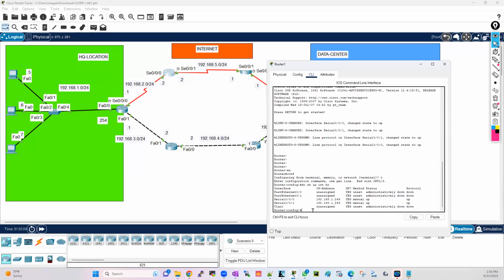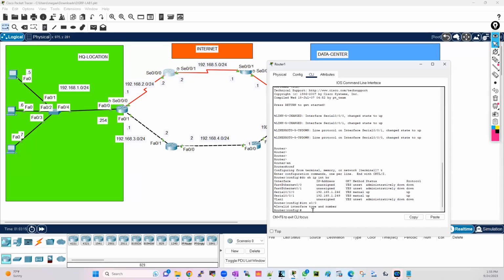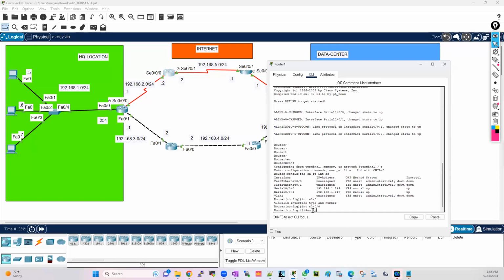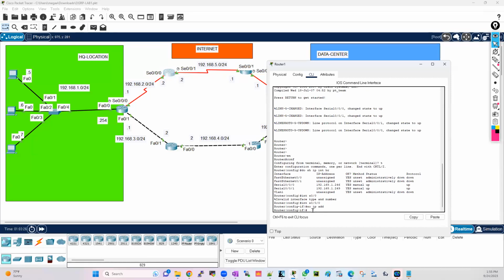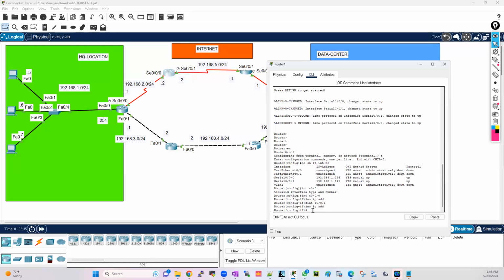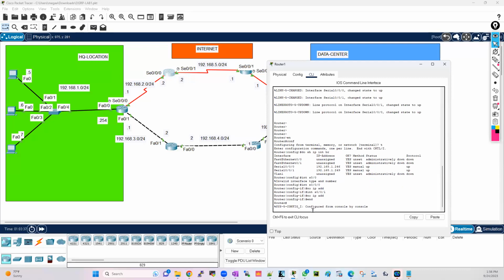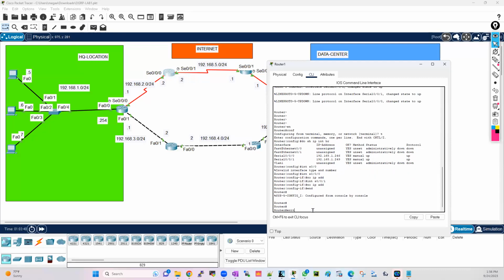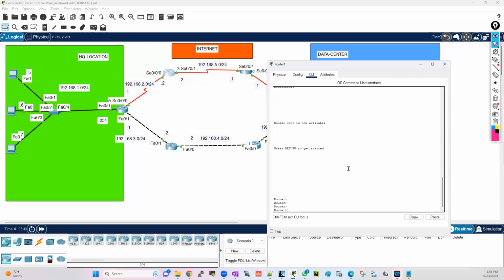So what I will do quickly, interface S0/0/0, no ip address, and then the other one too, S0/0/1, no ip address, and exit. So now I need to paste.